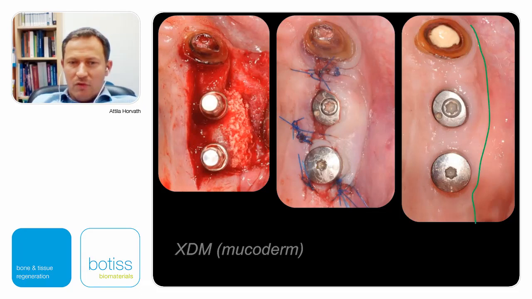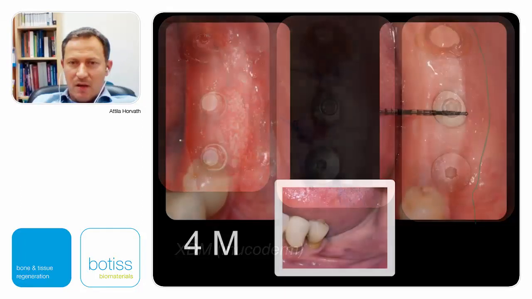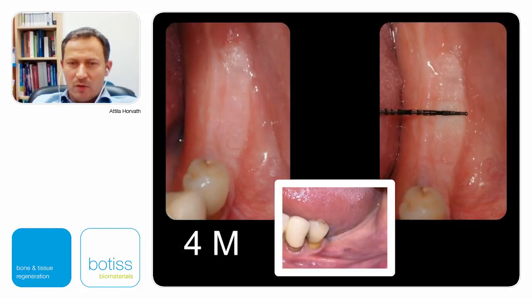A lot more than 2 mm. This was the beginning, and this is the lower jawbone. And see, we've done a strip graft with mucoderm, how it looks now. Again, we have a nice 10 mm thickness, width of mucosa.